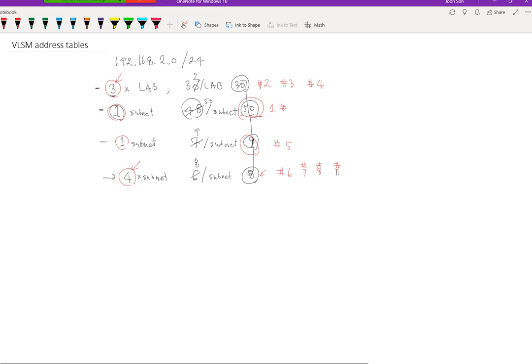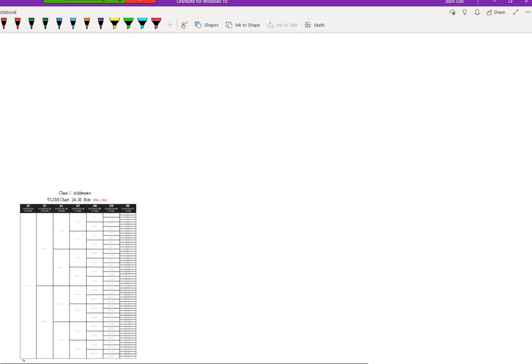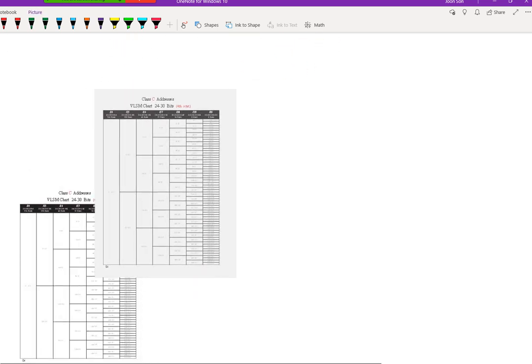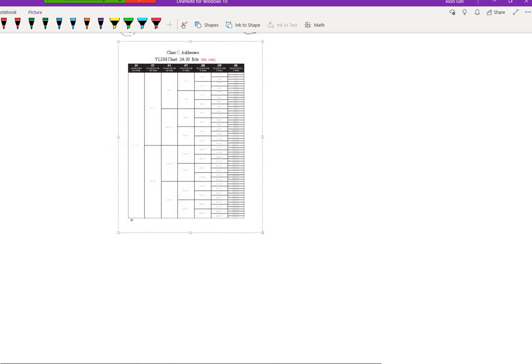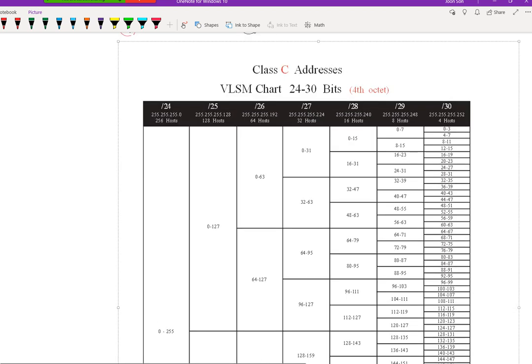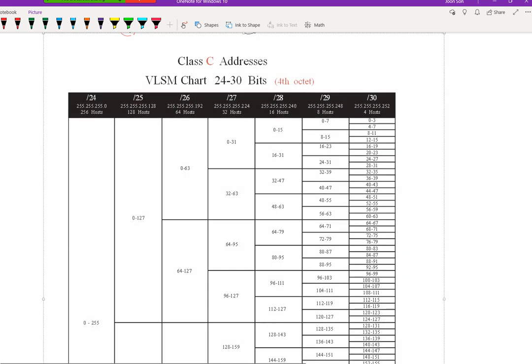Okay. So these are the requirements, right? And let's take a look. Now we have to use what? We have to use this table, right? Class C table. Basically the same thing, right?